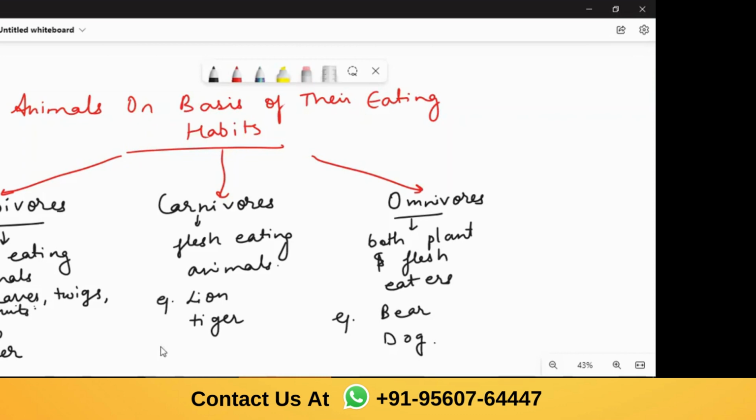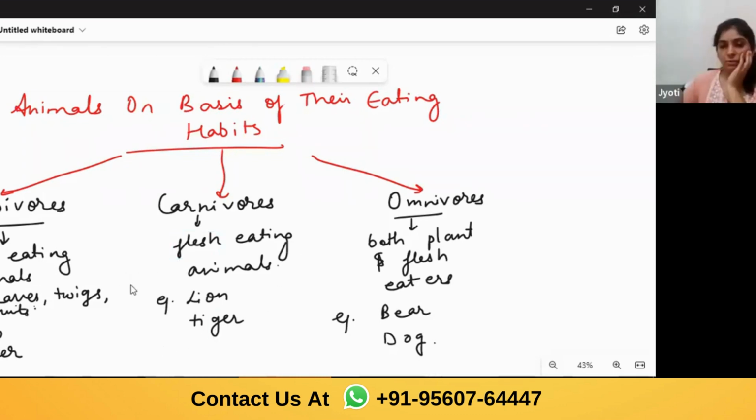Ma'am, I didn't understand what is omnivores. I'll explain omnivore, but there is a rule for the class. If you want to speak anything, you need to raise your hand digitally. Okay, beta? From next time, you please take care of this. Omnivores are those animals which can eat both plants as well as flesh, or the meat also.